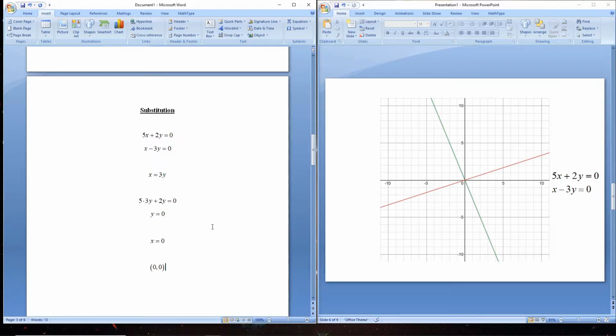And a nice thing you can do if you wanted is our solution should work in both equations. So for instance, if we plug 0, 0 into the top equation, we'll get 0 equals 0, which is a true statement, which means our solution works. As well as if we put it into the bottom equation, we'll also get 0 equals 0, which tells us that this works. So all of these problems, you can check your answer.